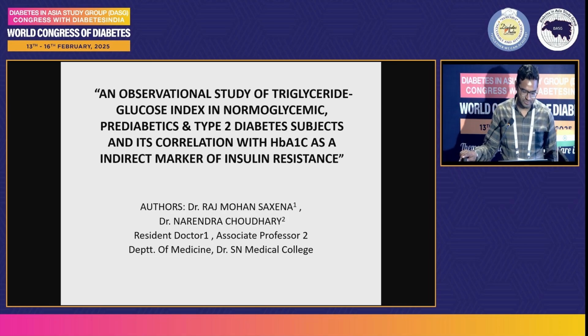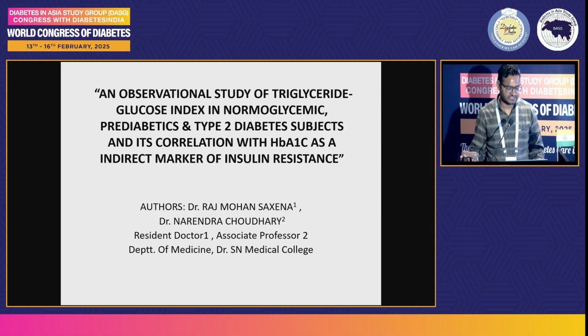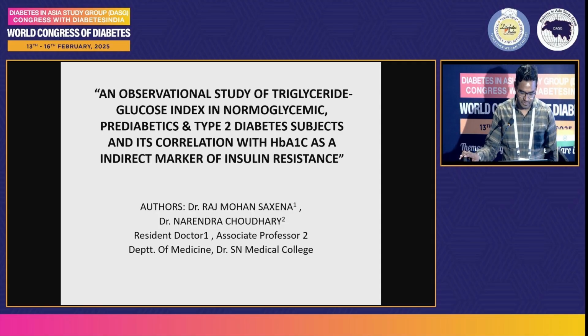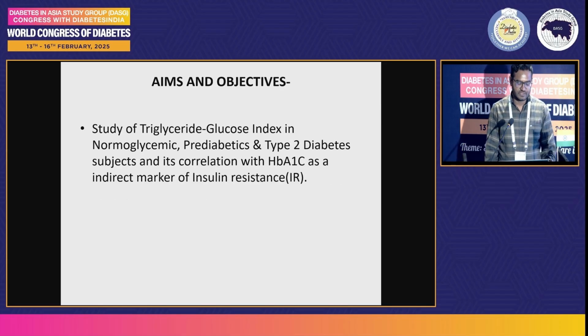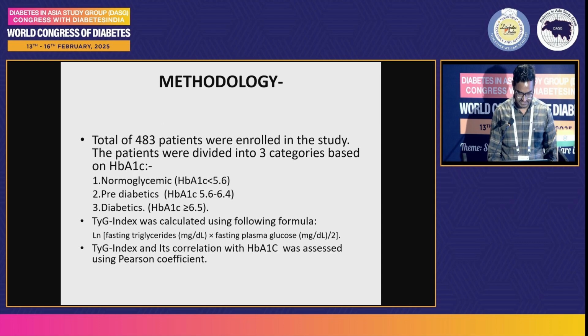My study is an observational study of triglyceride glucose index in normoglycemic, prediabetic, and type 2 diabetes subjects and its correlation with HbA1c as an indirect marker of insulin resistance. Introduction. Insulin resistance is the hallmark of type 2 diabetes. Aims and objective. The aim of this study is to assess the triglyceride glucose index in normoglycemic, prediabetics, and type 2 diabetes subjects and its correlation with HbA1c as an indirect marker of insulin resistance.